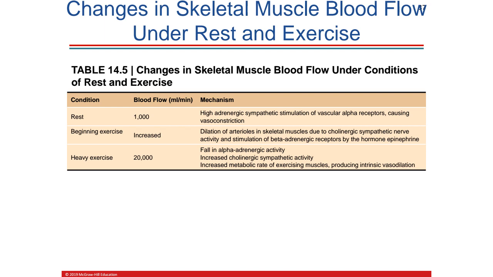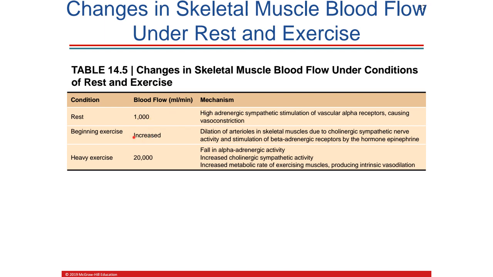So we'll end this lecture on this table, which summarizes what we've been talking about. When a person is at rest, they'll have a certain amount of blood flow to skeletal muscle, let's say 1,000 milliliters per minute. And the reason for this is we have high adrenergic sympathetic stimulation of the vascular alpha receptors, and this causes vasoconstriction. So we don't really need that much blood flow, and so the resting blood flow rate is relatively small.